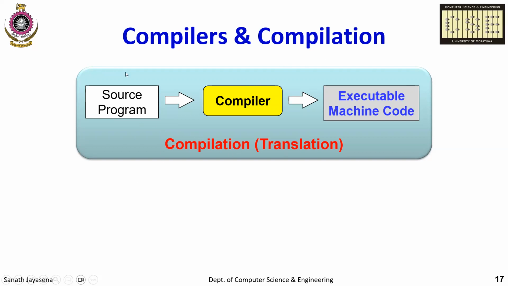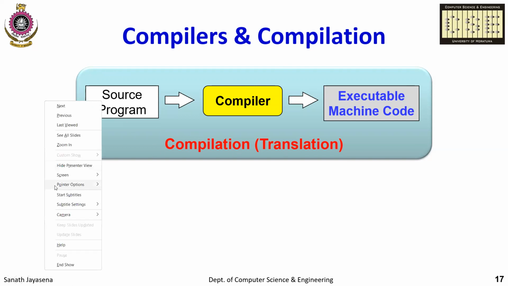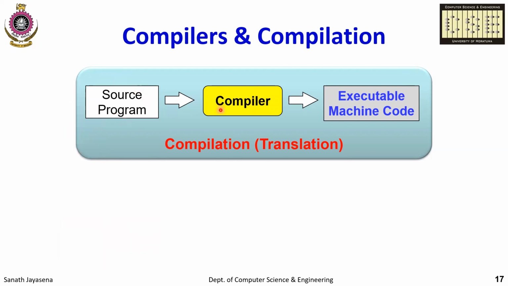So here are compilers and compilation shown with a diagram, this way, so that it's easy to understand. So you have a source program here. Now the compiler is sitting in the middle, that is the translator. The compiler will take the source program, the whole program as a whole, and translate it into executable machine code. So that is called compilation, a form of translation.